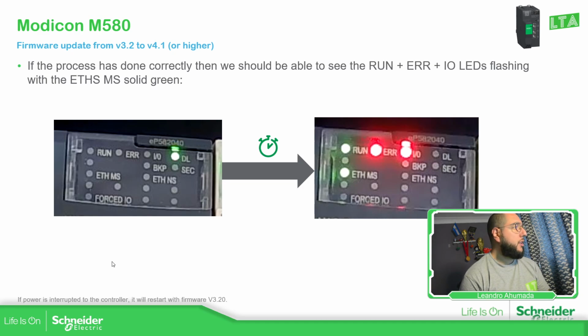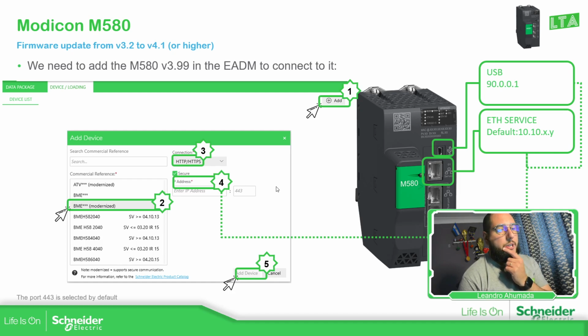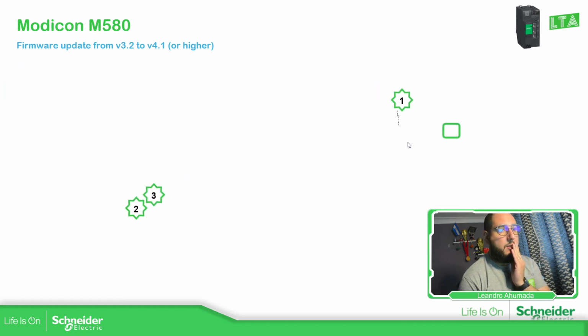solid. Something important, if you interrupt the controller, it will restart to version 3.2 or the version that you already have. So that's something important. I don't know if I mentioned it at this time or not. So we just need to use Modernize, and by default you get the HTTP/HTTPS with this port. We just need to change the IP address to use the mini USB or the Ethernet service with the default IP address.